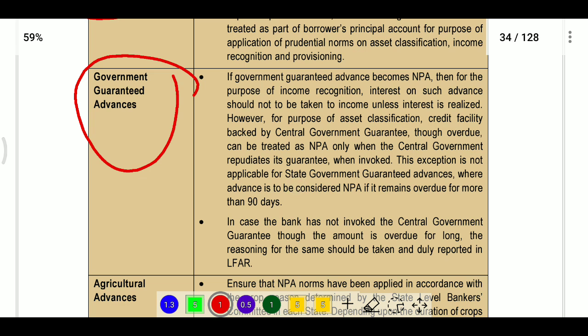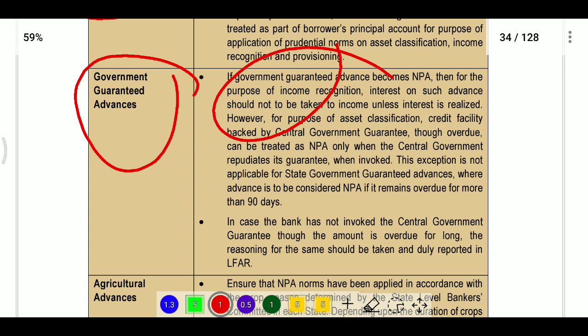Next, another important one is government guaranteed advances. Here, if government granted advances become NPA, then income on such advances is recognized only when interest is realized, not on an accrual basis.